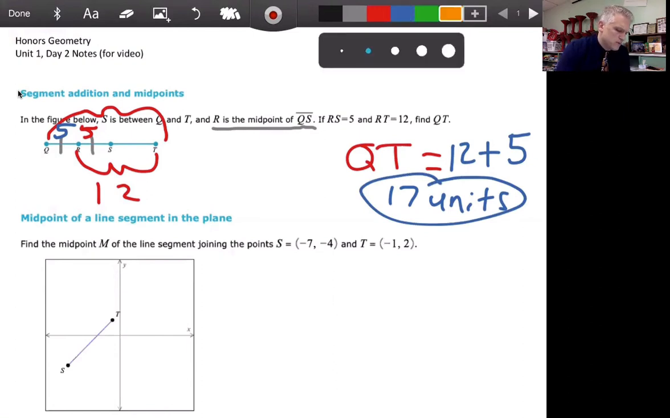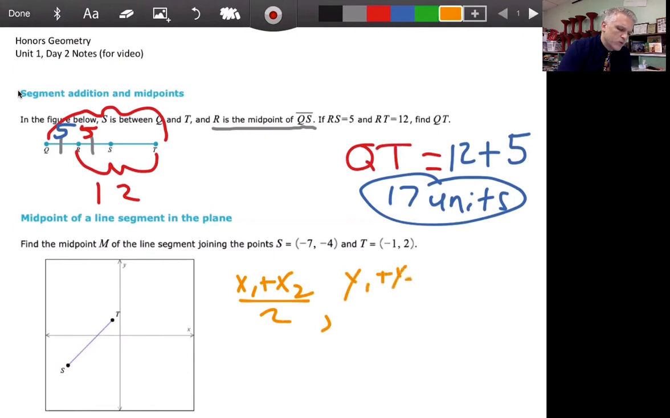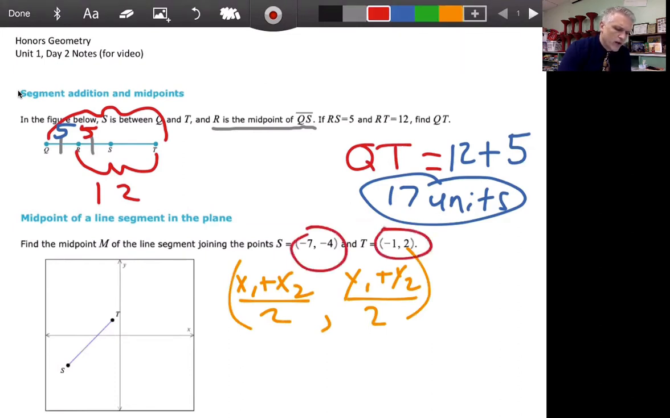Midpoints. Okay, the midpoint of segment ST, which is the segment that joins point S and point T. The midpoint formula is as follows. We have the average of the two X coordinates, X1 plus X2 divided by 2, comma, the average of the two Y coordinates, Y1 plus Y2 divided by 2. As you can see, each point has an X and a Y coordinate, so our midpoint is going to have an X and a Y coordinate.